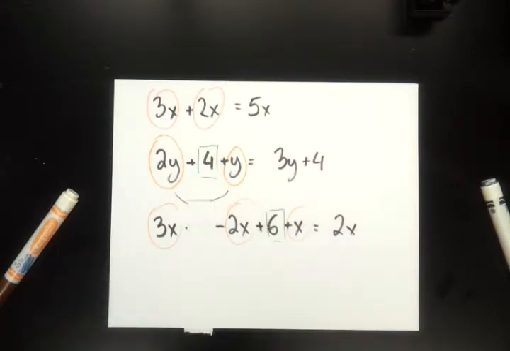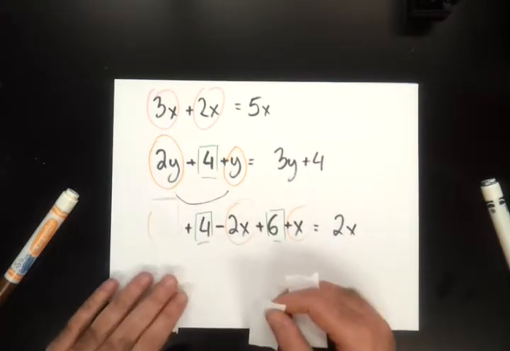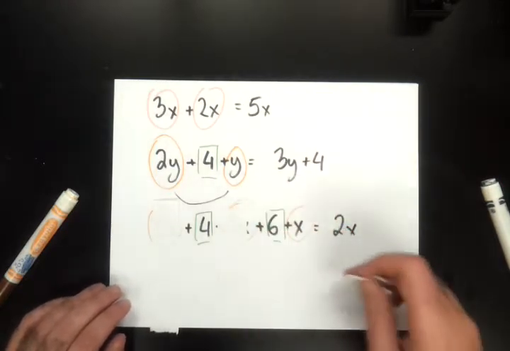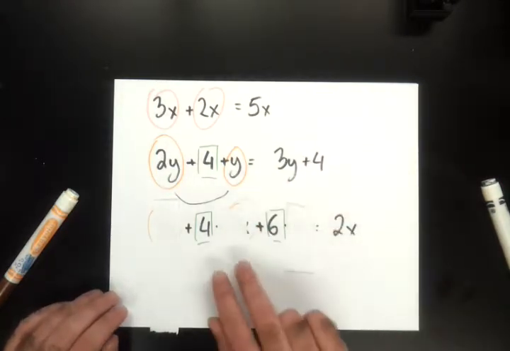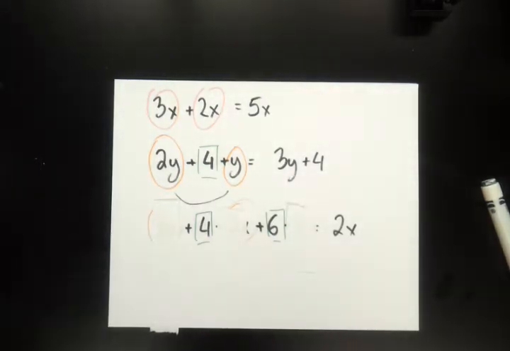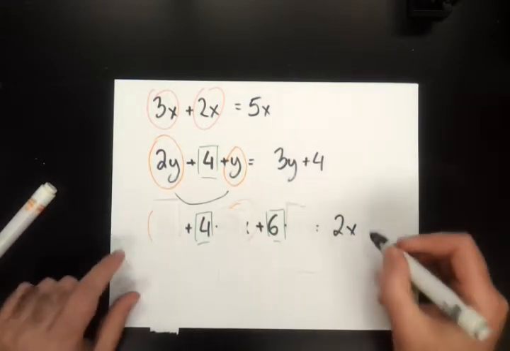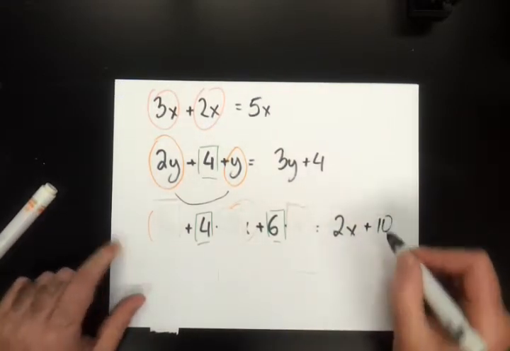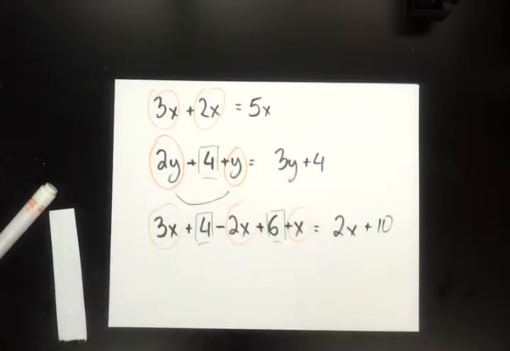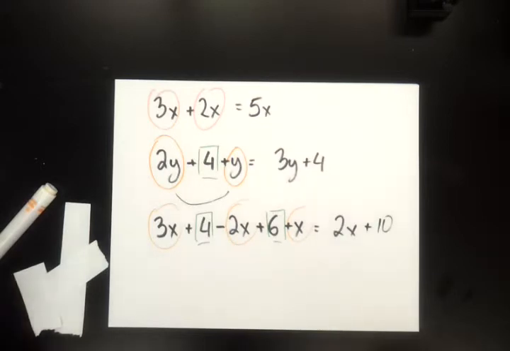So I'm going to cover up all my x terms. That's gone. That's gone. That's gone. I have 4 plus 6, which is 10. And that's the answer. I combine my x terms, I combine my constants, and I got an answer.